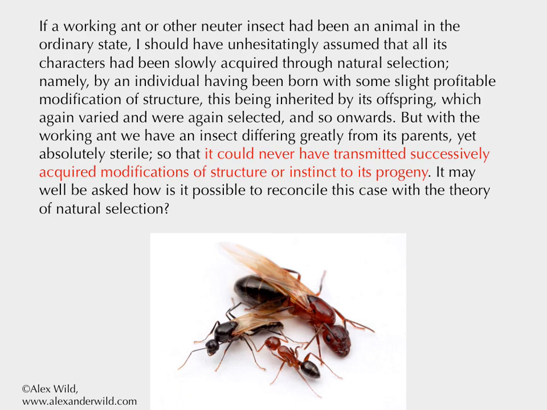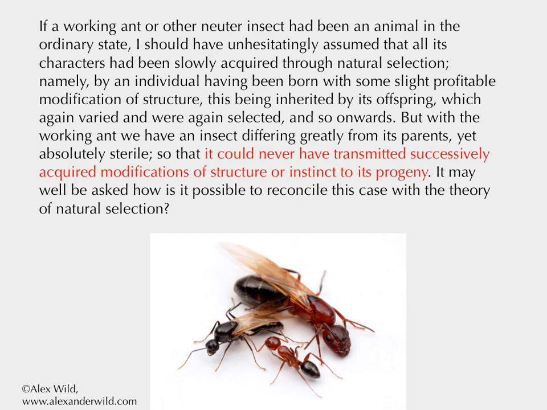So, ants. Here's a queen, and it has wings. She flies off into the sky, and then there are workers. The workers have very different traits from the reproductives. But how do you select on that?